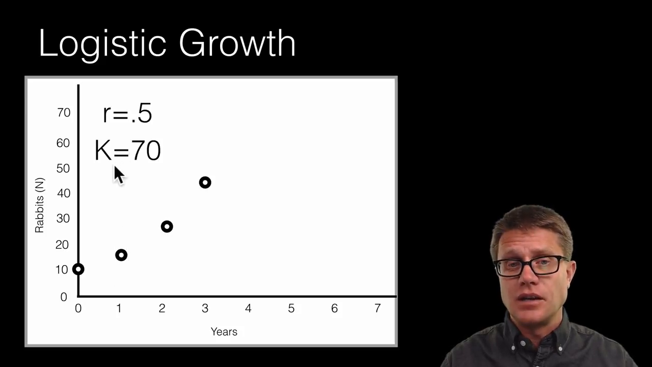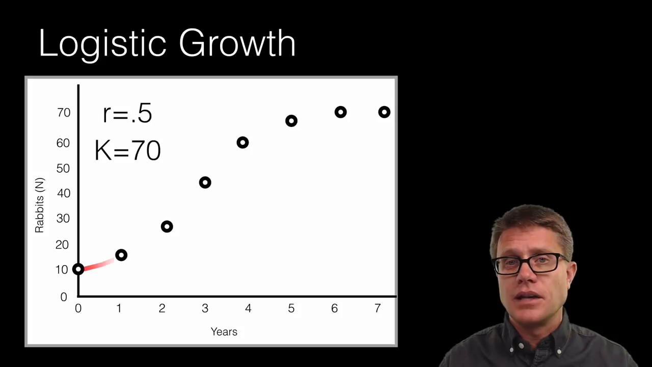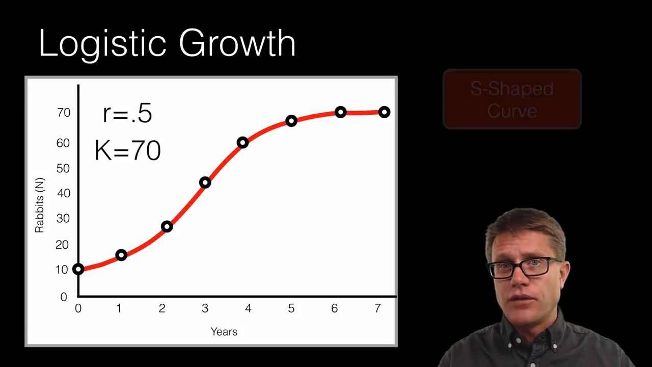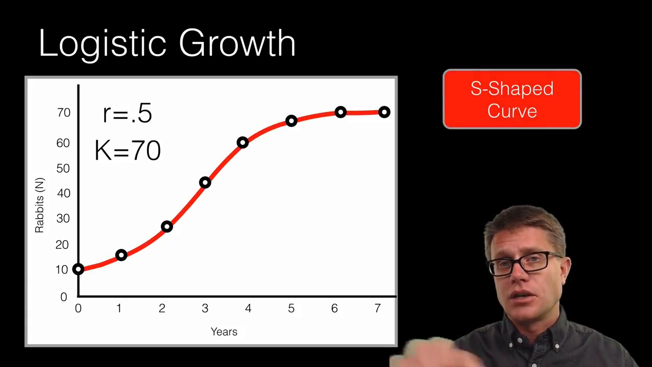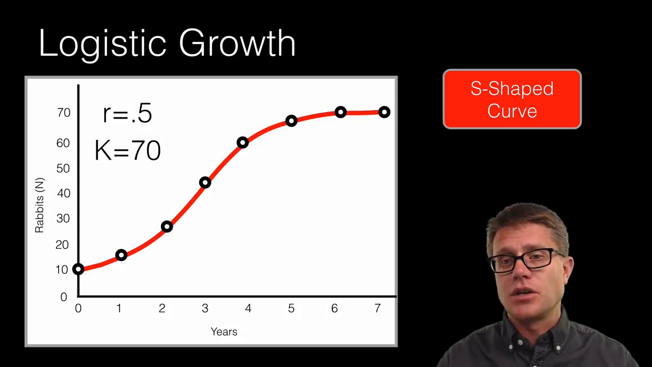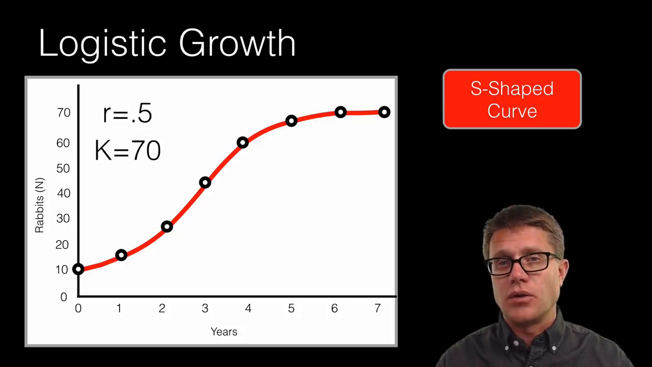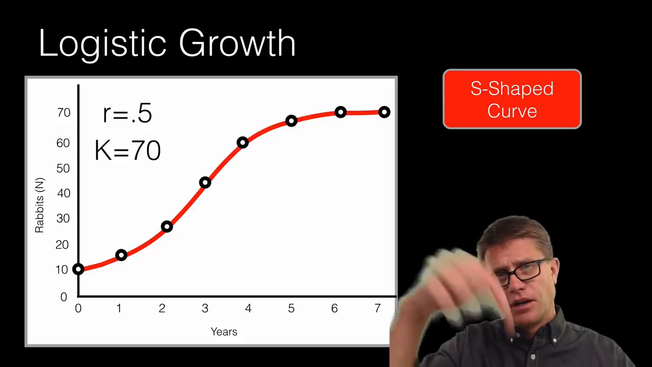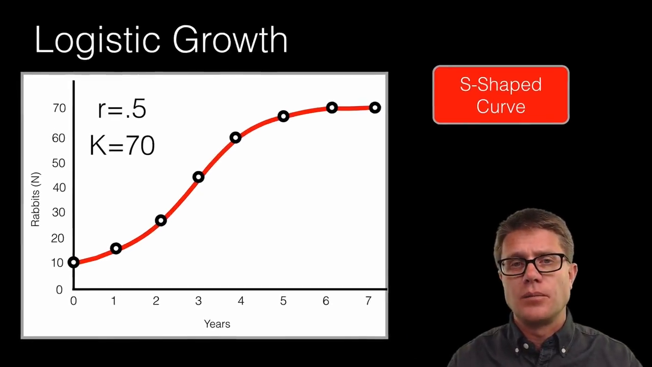If K is 70, well, you're going to get something that looks like this. It's going to be J-shaped for a while, but it's eventually going to curve off, and we're going to have an S-shaped curve. This is a logistic growth model. There's also a mathematical model we won't work through. I'll put a link to another video where I do that down below.